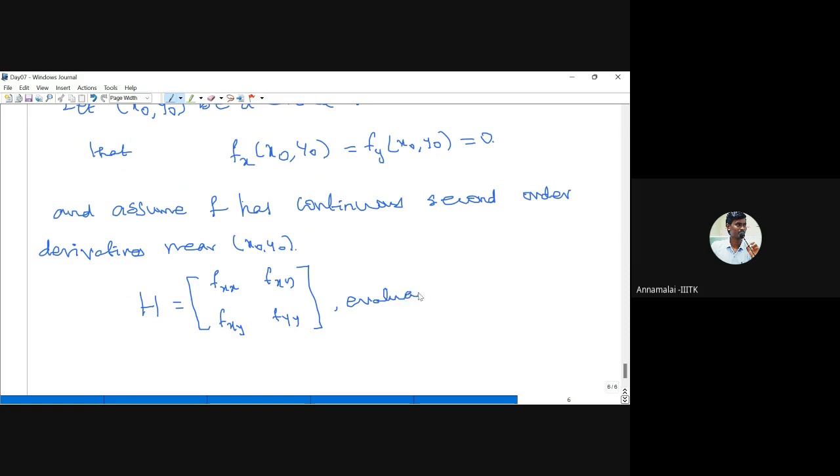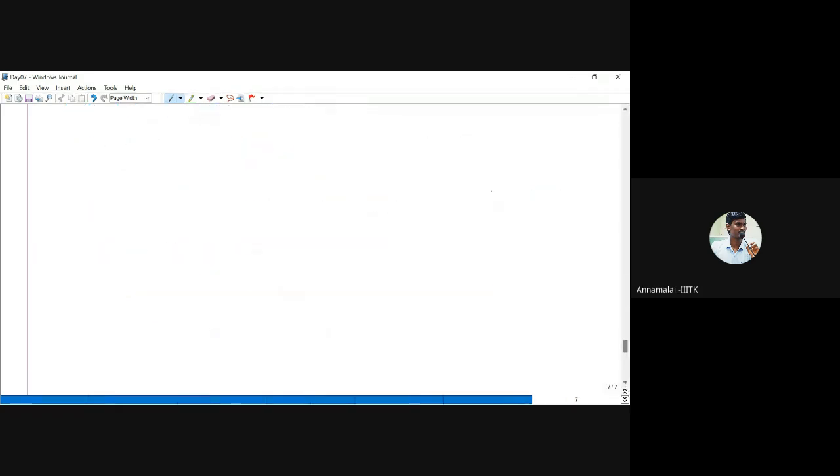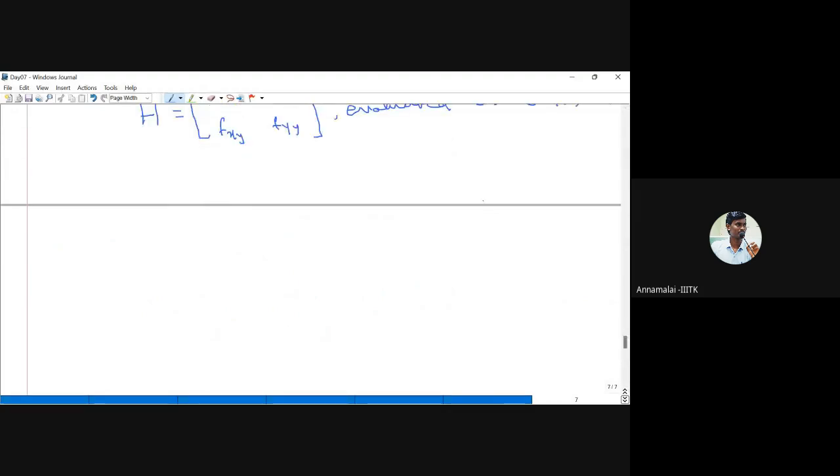So evaluated at x naught comma y naught. Maybe we simply call it capital X. So capital X is nothing but x naught comma y naught. We have to evaluate each term of the matrix. Okay. Now this matrix is called the Hessian of f at the point x naught comma y naught.